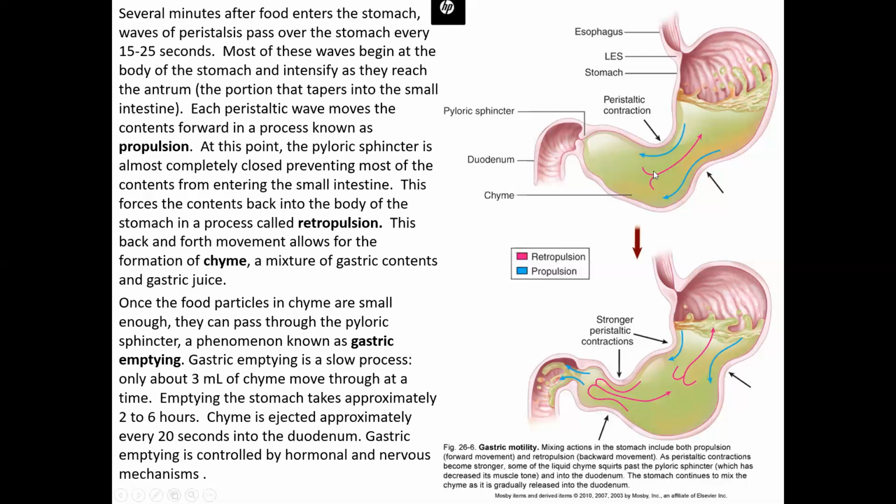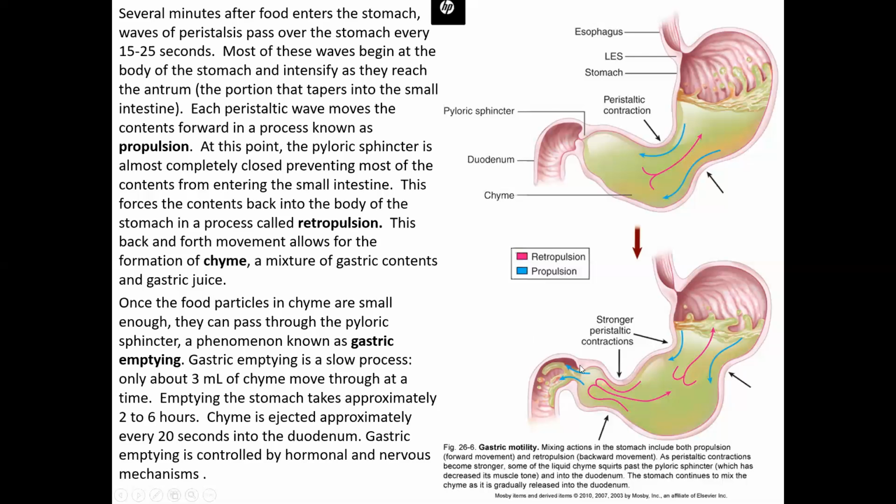So what we're doing is we're just rocking the boat here and mixing stuff up in our stomach to form what's called chyme. Now, I'm going to try to call it chyme at this point and not call it food, because really it's not food. It's food plus gastric juice, which is a very significant amount of stuff. Once the food particles in that chyme are small enough, they can then pass through the pyloric sphincter.